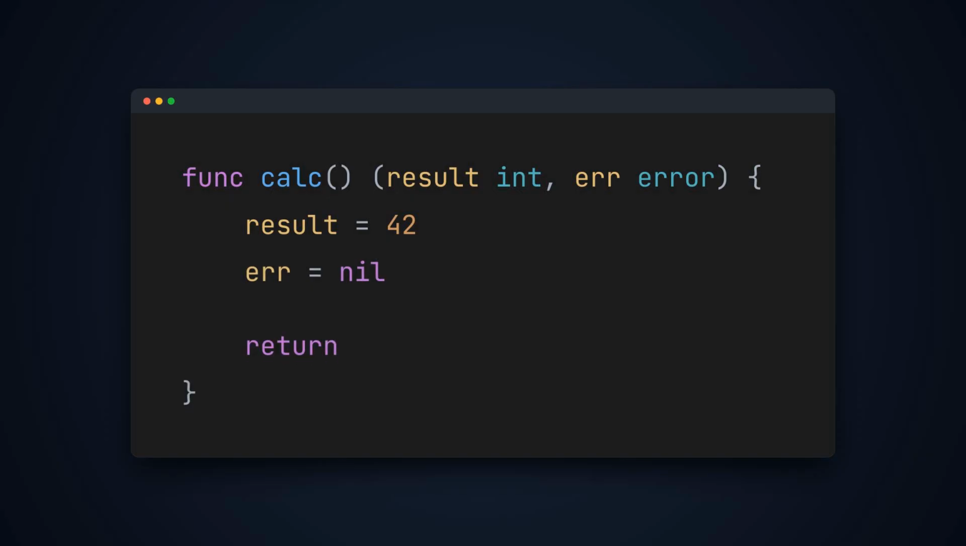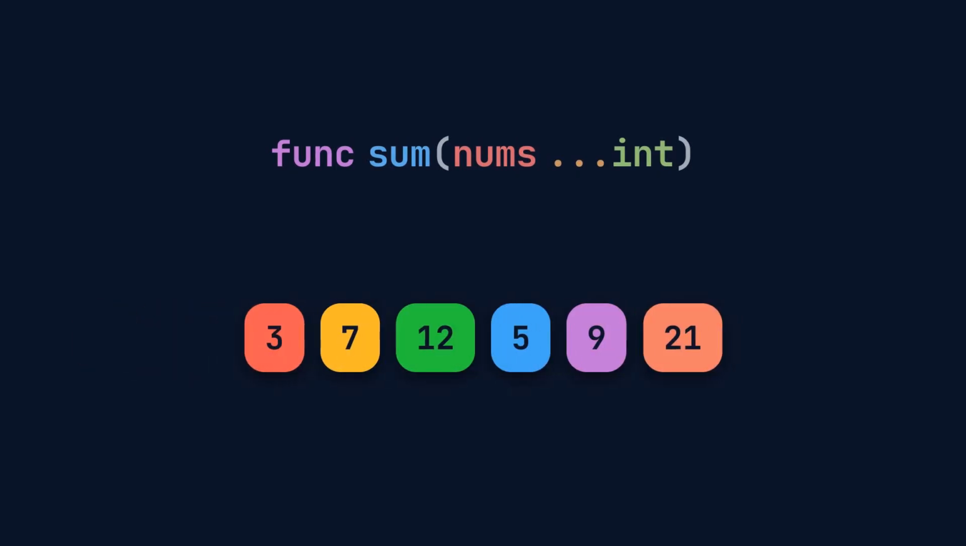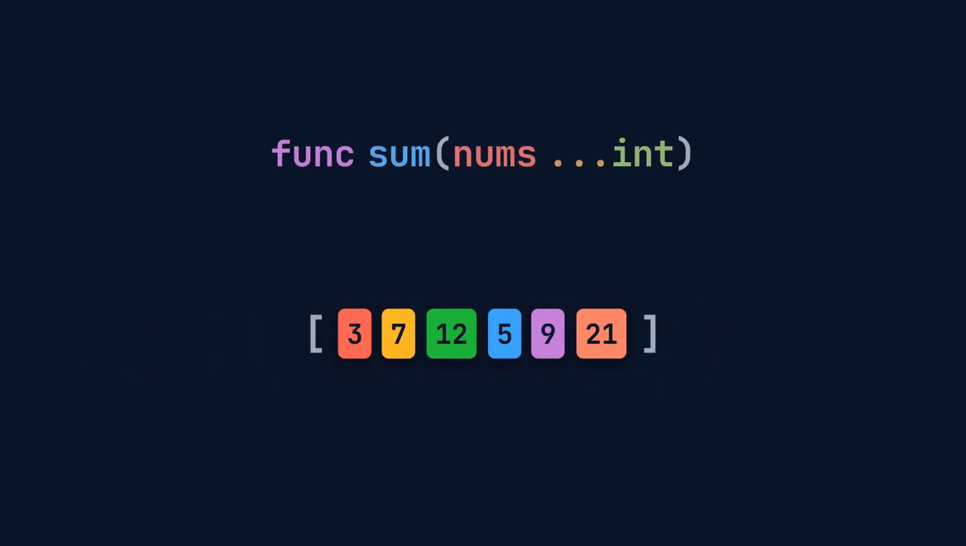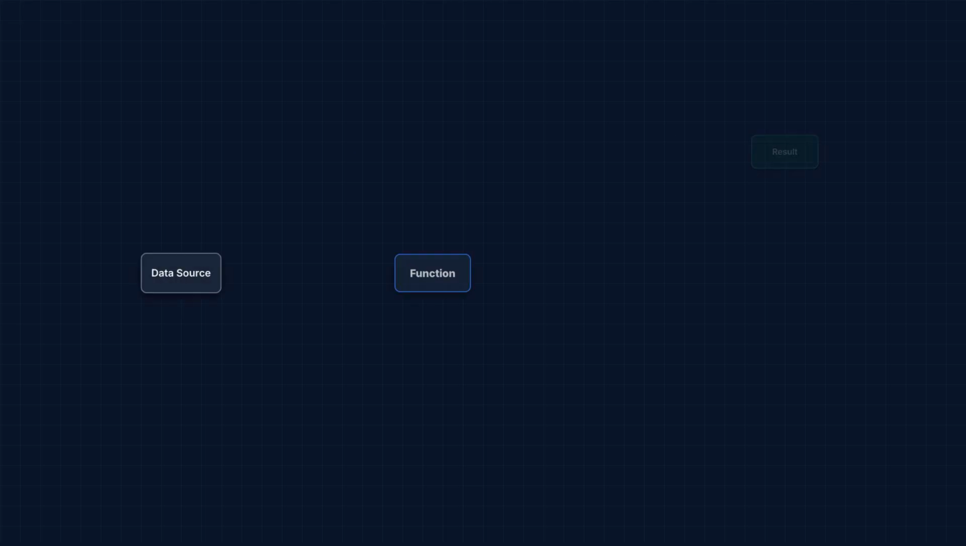Go also supports named return values. You can define the names of the return variables in the function signature. This can make your code more readable, especially in more complex functions. Sometimes you don't know how many inputs a function will receive. Variadic functions solve this by allowing a variable number of arguments. They're useful when working with lists of values.